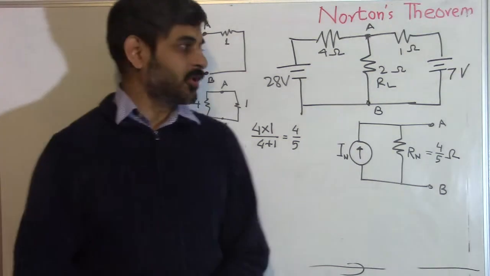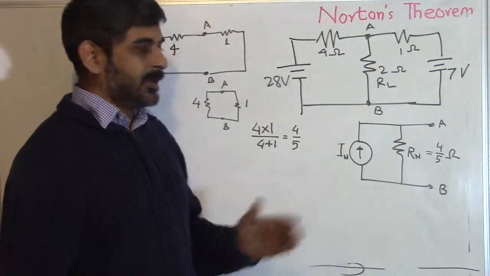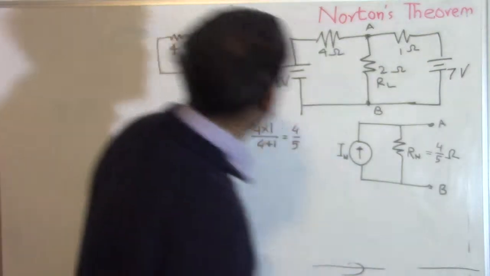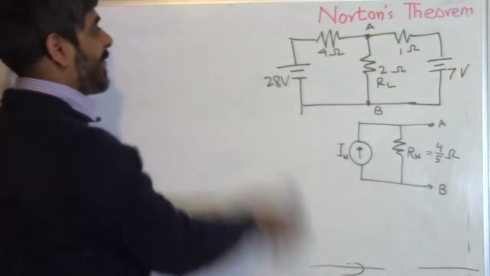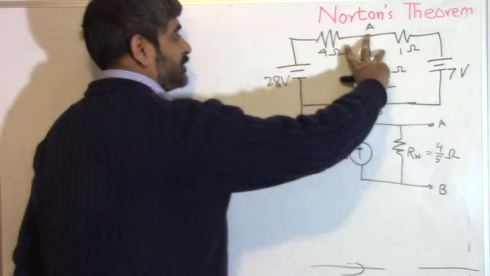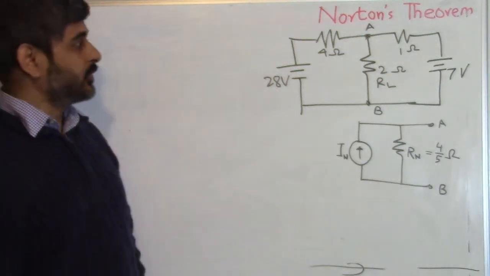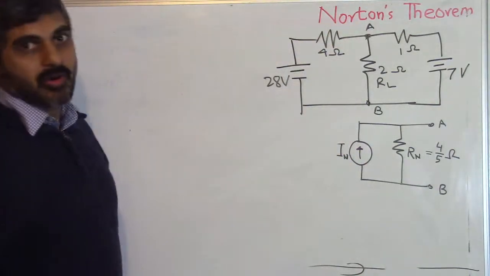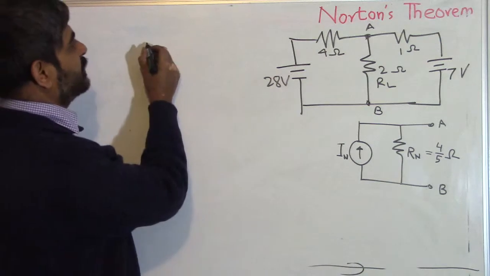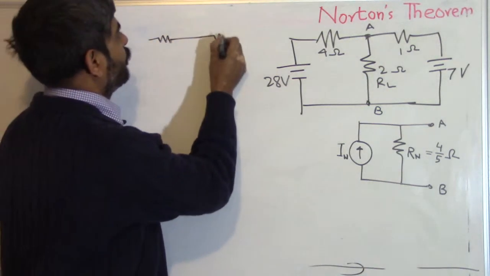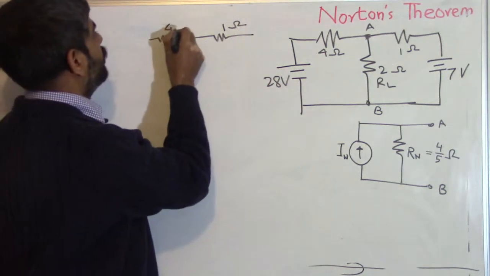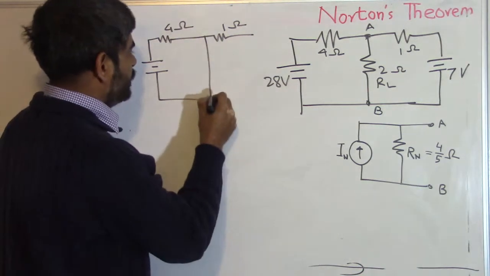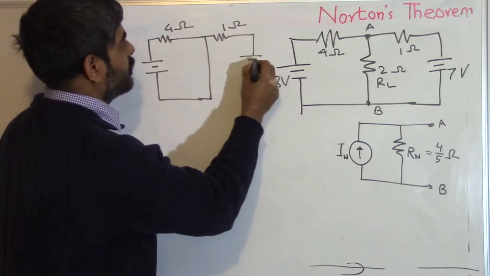Norton says the next important thing: how do you calculate IN? For this he gives the tip to remove this resistance RL from this picture, and then connect an ammeter, or short this, and find the current flowing in that short. So this is 4 ohm, this is 1 ohm, this is 28 volt, and I have shorted this terminal. This is 7 volt.